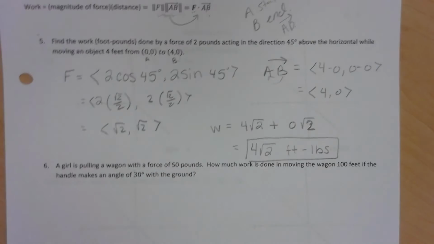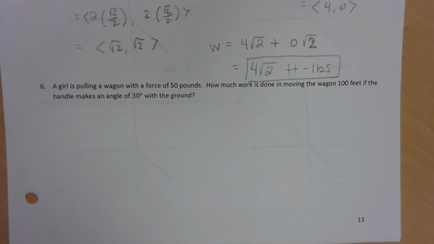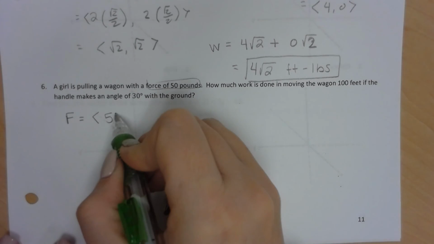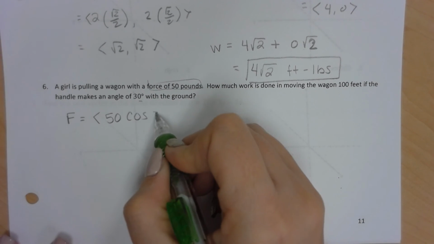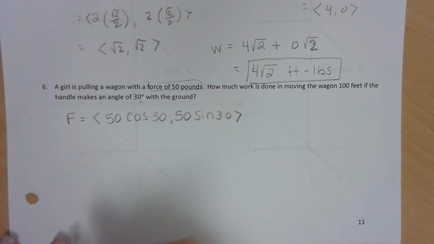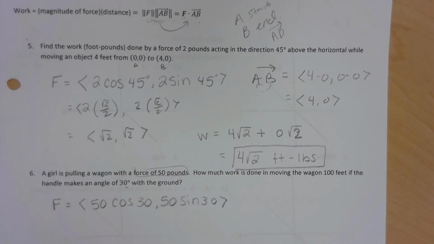Okay, so 6 says, a girl is pulling a wagon with a force of 50 pounds. So that's going to be part of our force vector. And it wants to know the work that's being done to move the wagon 100 feet if the handle makes an angle of 30 degrees with the ground. So our force vector is going to be found by taking our force cosine of the angle and then force sine of the angle, which I'm going to leave you guys to finish. Make sure you simplify it just like we did here.